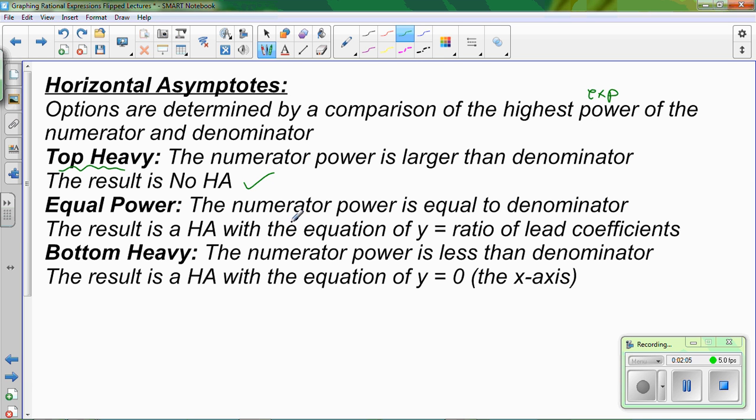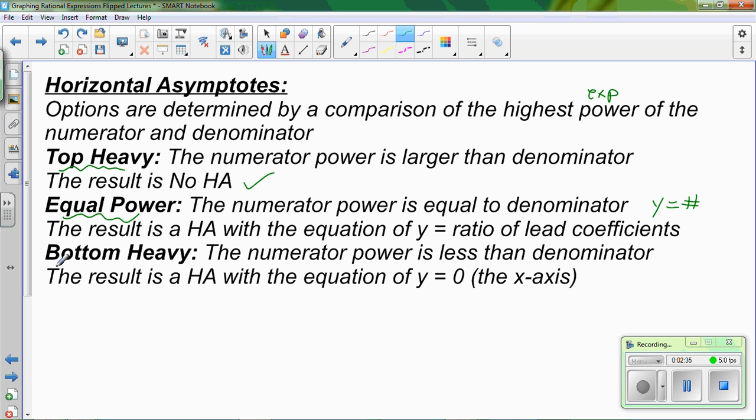If the powers are equal, that would imply equal power, meaning the highest exponent in the numerator and the highest exponent in the denominator are the same. Then you do have a horizontal asymptote. Now, a horizontal asymptote is a horizontal line, and it's going to have the equation y equals some number. X equals is vertical and y equals is horizontal as far as linear equations are concerned. And the way to get that is from a ratio of lead coefficients. And that's a little confusing, I think, without an example, but luckily we'll see an example.